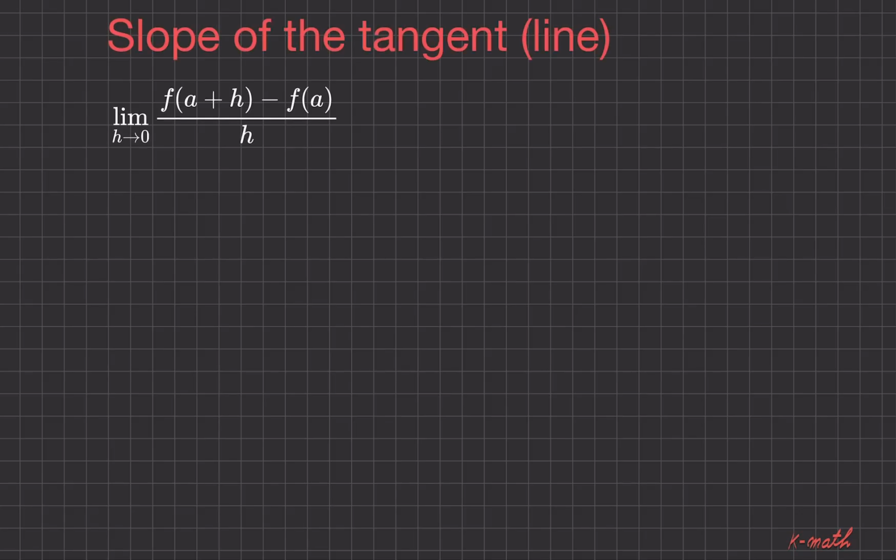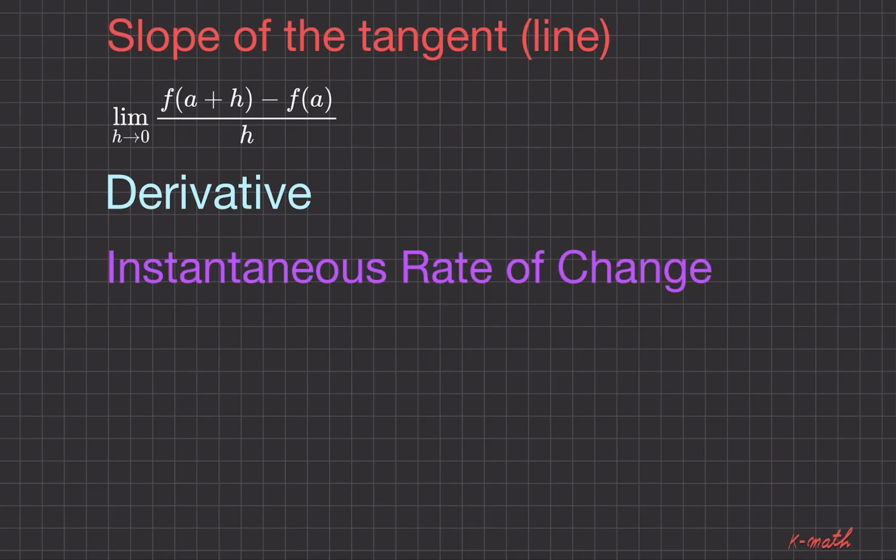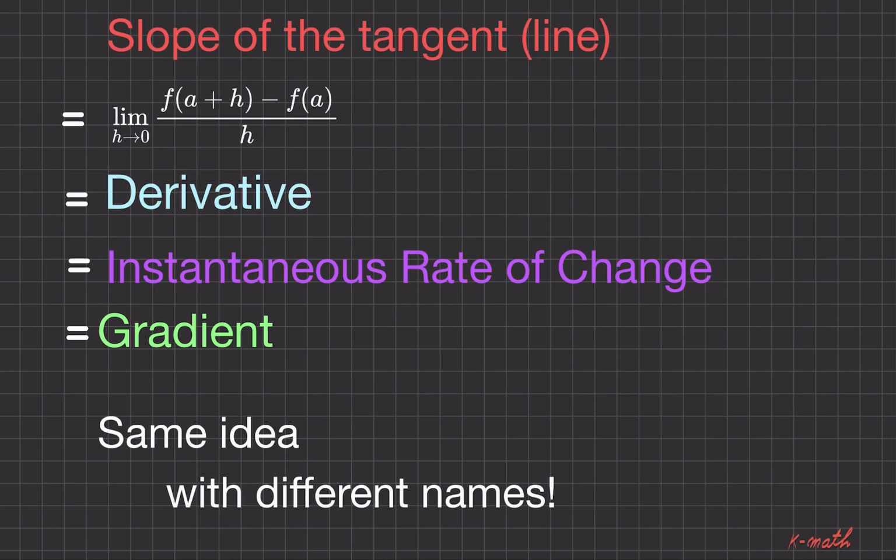Welcome to K-Math. Today, we are going to focus on how to find the slope of the tangent line using limits. Have you heard of the word derivative before? It's just another word for the slope of the tangent line. And that slope is what we call the instantaneous rate of change. In some countries like the UK, people also say gradient. They all mean the same thing. We are really talking about the same idea, just with different names.